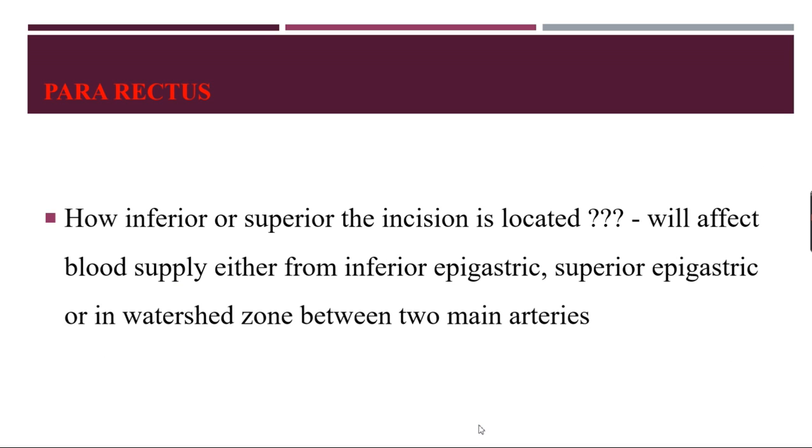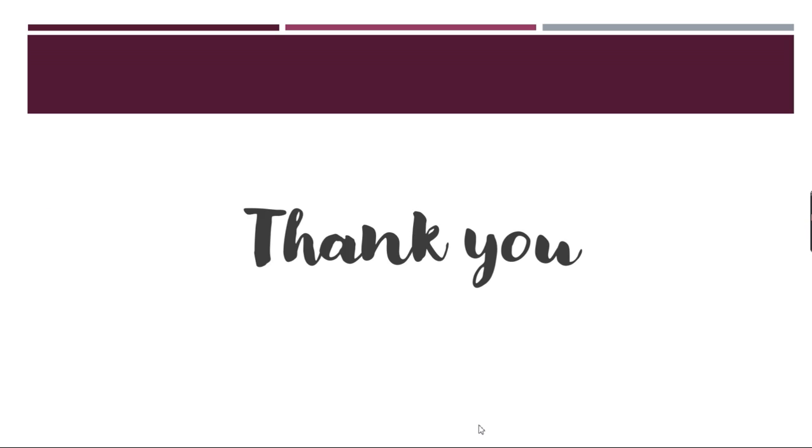This is again a very important thing. How inferior or superior the incision is located, meaning the site of the pararectus incision, is very important. Why? Because it is going to affect the blood supply. If it is very inferior, it is going to affect the blood supply from the inferior epigastric, or vice versa, the superior epigastric, or sometimes it lies in the watershed zone between the two main arteries. So again, this pararectus incision will affect the blood supply of the abdominal wall. So take care while placing it.